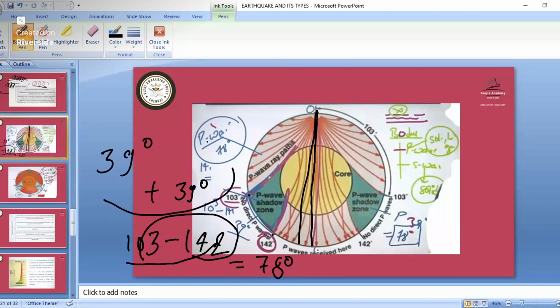So remember about the P wave shadow zone. 103 to 142 degree, we have the shadow zone. If we are including both the eastern and western hemisphere, that is totally 78 degree. So totally 78 degree, we have the shadow zone of P wave.